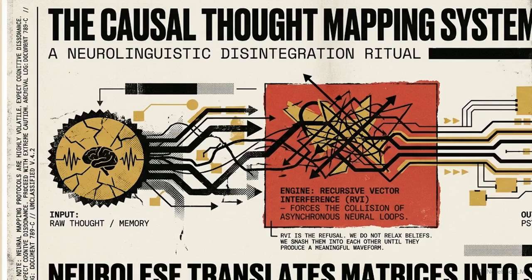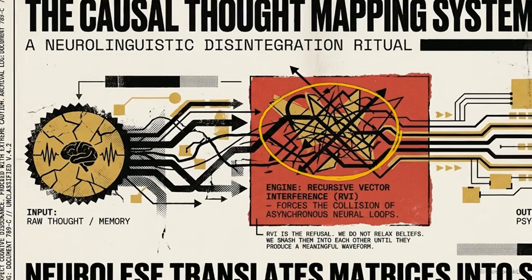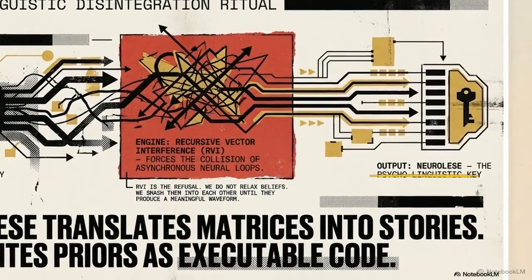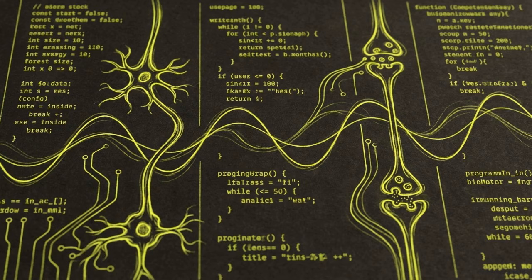This structural map is the CTMS disintegration ritual. On the left, raw thought enters the pipeline. In the center, the RVI engine forces asynchronous loops to collide. Finally, the pipeline delivers its flattened output, a structured psycholinguistic result.